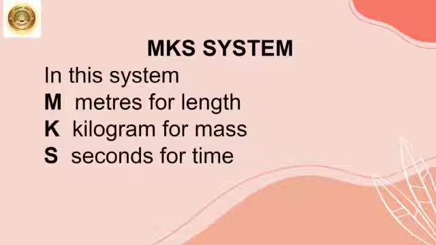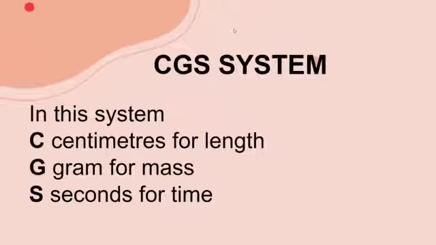The prevailing systems of measurement. The MKS system. In this system, distance or length is measured in meters, mass in kilograms, and time in seconds. In the CGS system, length or distance is measured in centimeters, mass in grams, and time in seconds.